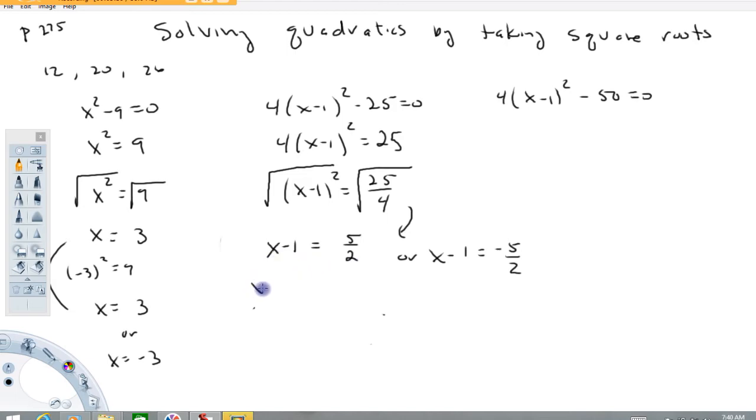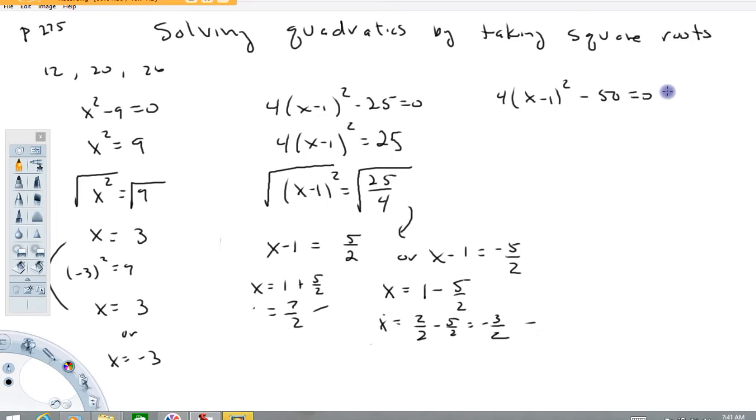Here we add 1 to both sides, so x is going to equal 1 plus 5/2, which is 7/2. Common denominator, this would be 2/2. The other possibility is that x is equal to 1 minus 5/2, which is going to be 2/2 minus 5/2, which is minus 3/2. Either of these solutions, 7/2 or minus 3/2, should work in the original equation. I'm pretty confident they will, so I'm just going to go ahead and move on.